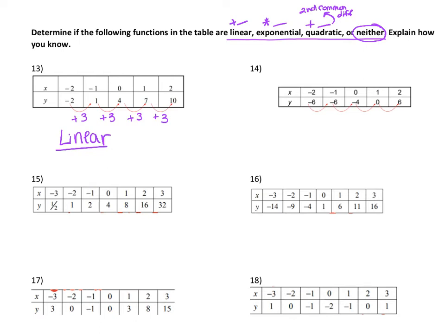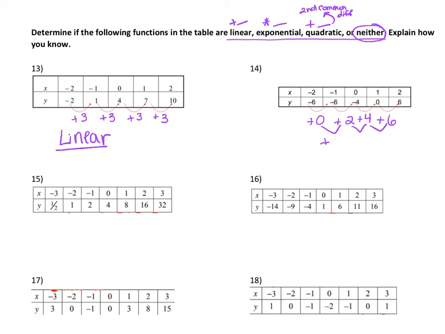Now let's look at number 14. I'm going negative 6 to negative 6, so that's plus 0. And then negative 6 to negative 4 is plus 2. And then negative 4 to 0 is plus 4. And then 0 to 6 is plus 6. Okay, now this is a little bit odd, but that's okay, because I want to look again to see maybe if it's that quadratic thing, that second common difference.